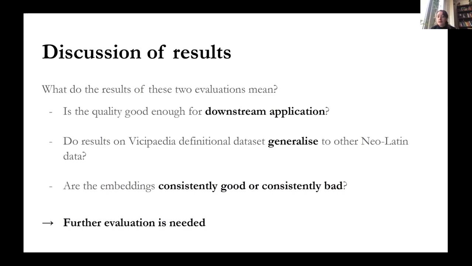Then concerning our domain specific dataset evaluation, the consistency measure. While this metric shows that the embeddings are consistent, this doesn't tell us anything about whether the embeddings are consistently good or consistently bad representations of our data. So what does this tell us? This shows us that while initial results give us some hope, further evaluation is definitely needed.